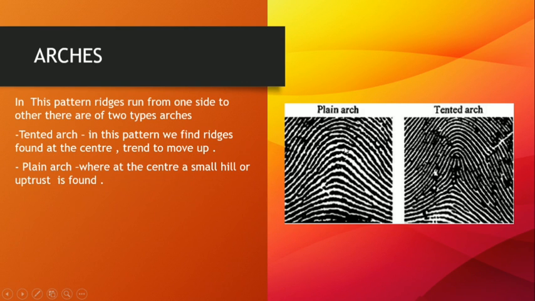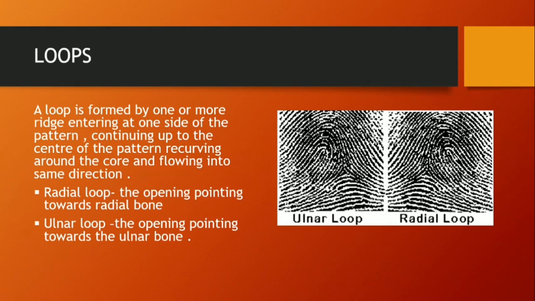Next, we come to the loops. So, what is a loop? In a loop, the friction ridges enter from one side and exit to the same side after recurving around the core. There are 2 types of loops: radial loop and ulnar loop. If the opening is pointing towards the ulnar bone, then it is known as an ulnar loop, and if it is pointing towards the radial bone, then it is known as a radial loop.